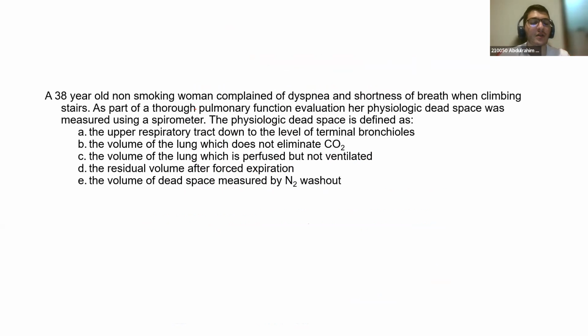A 38-year-old non-smoking woman complained of dyspnea and shortness of breath when climbing stairs. As part of a thorough pulmonary function evaluation, her physiological dead space was measured using spirometry. The physiological dead space is defined as, okay, this one is easy.